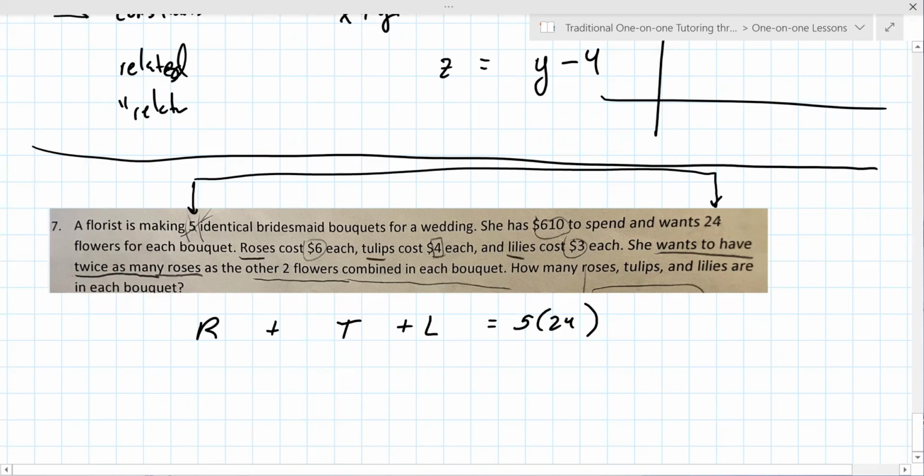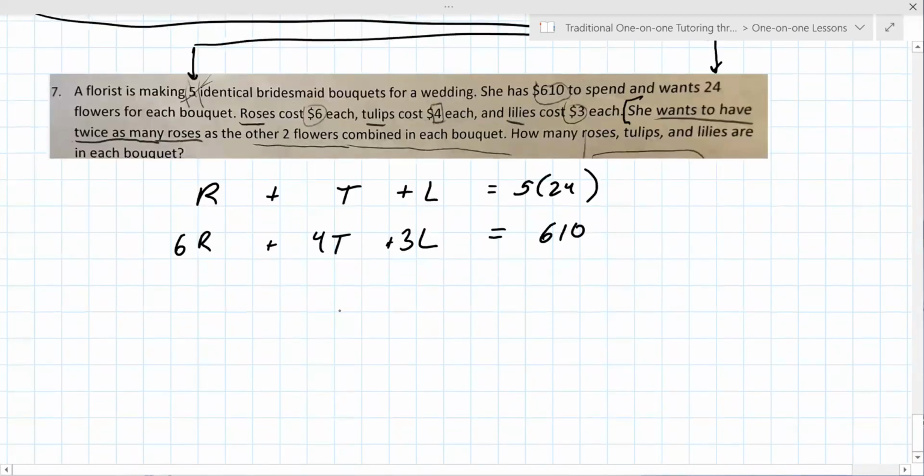Because there's 24 in one bouquet and there's 5 total, and all the roses make that up. That's maybe one of those interpretive statements. Roses cost $6, tulips cost $4, and lilies cost $3, and she has $610 for all of those. And then the third sentence, she wants to have twice as many roses as the other 2 flowers combined in each bouquet. Okay.